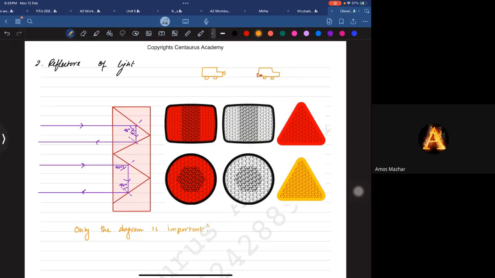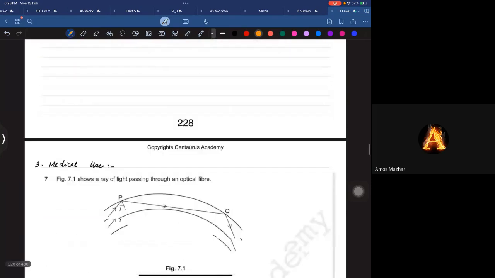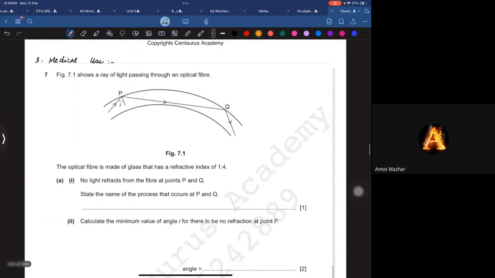Then we are going to go to the next and talk about the optical fiber use in medical. First of all, who's going to tell me what is this process? What's happening here? Quickly, please. Total internal reflection. Very good, kids.